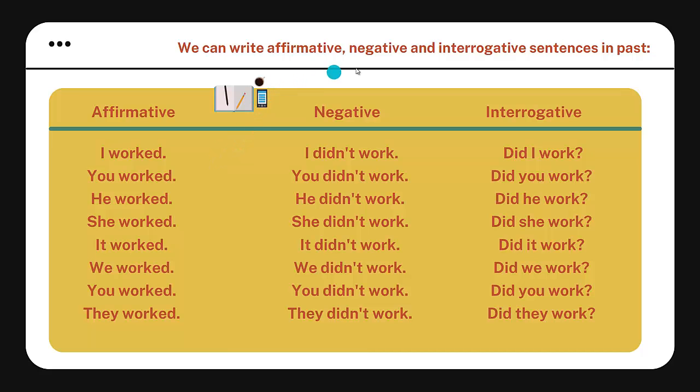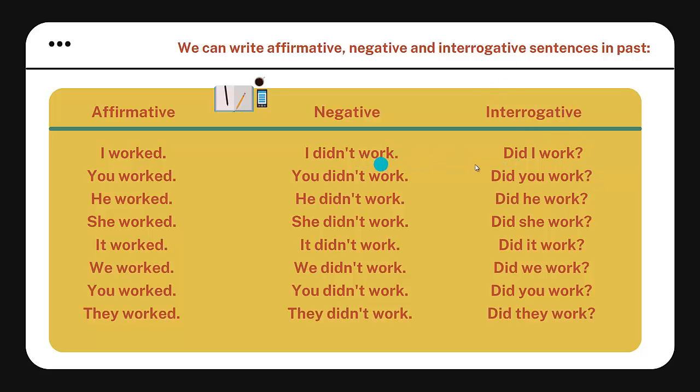Then we can write affirmative, negative, and interrogative sentences in past just like we have in the example. Unlike the present tense, where we had to change the verb in different persons, we don't need to do that in the past tense. Then worked is going to be worked with all the personal pronouns. Then to make a negative, we need to add the particle didn't, the auxiliary verb, and it is going to function for all the personal pronouns. And the interrogative is going to be exactly the same.